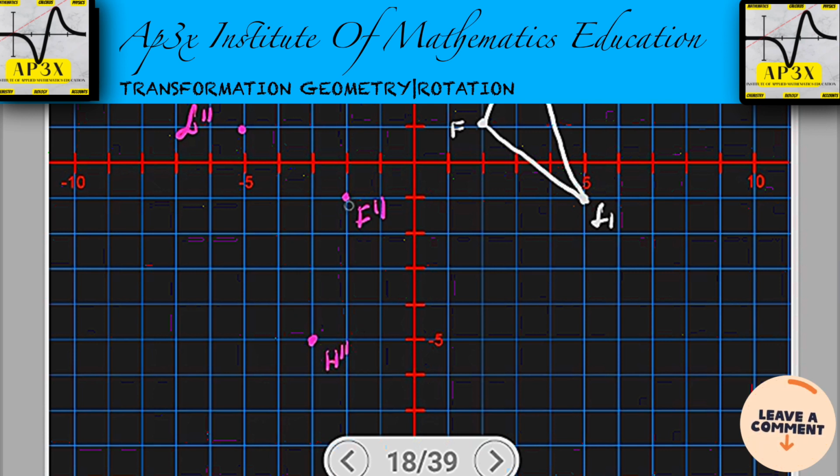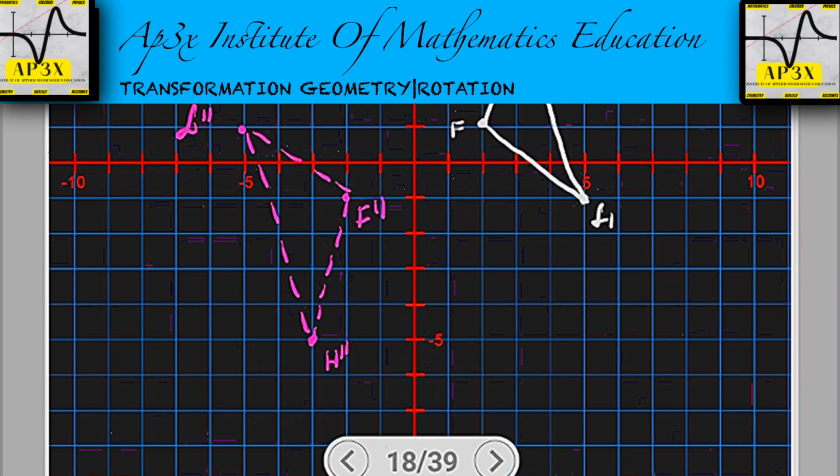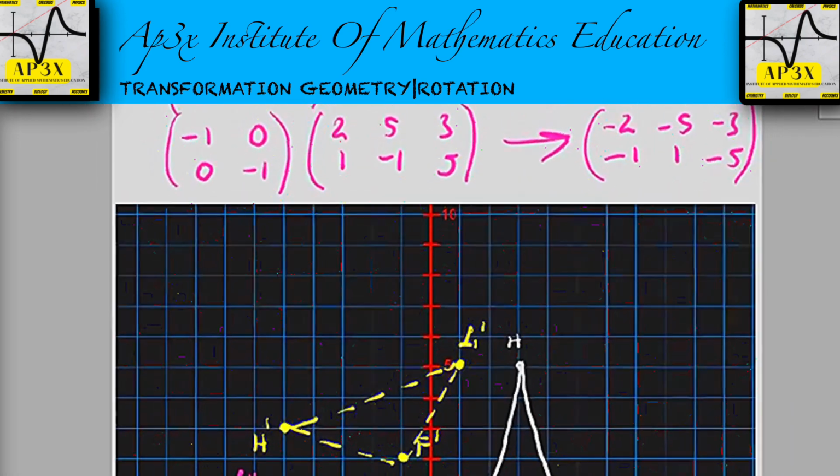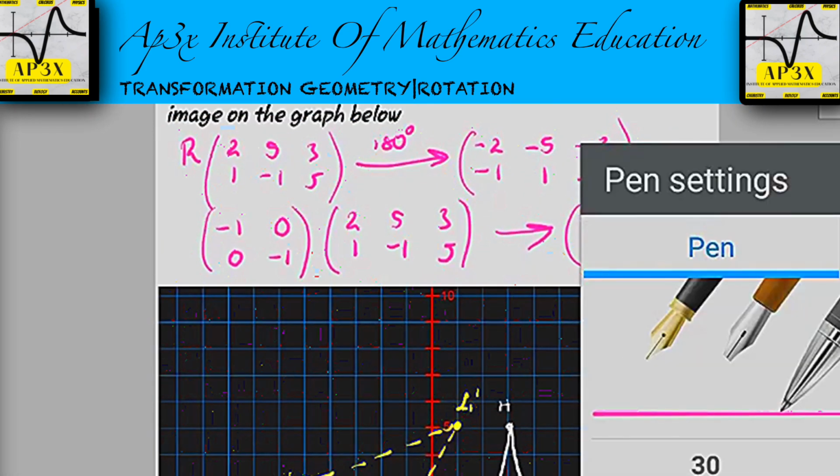And so when I connect these, you will find here that is my rotation of 180 degrees from the white triangle. And then of course, same procedure here, nothing will change.